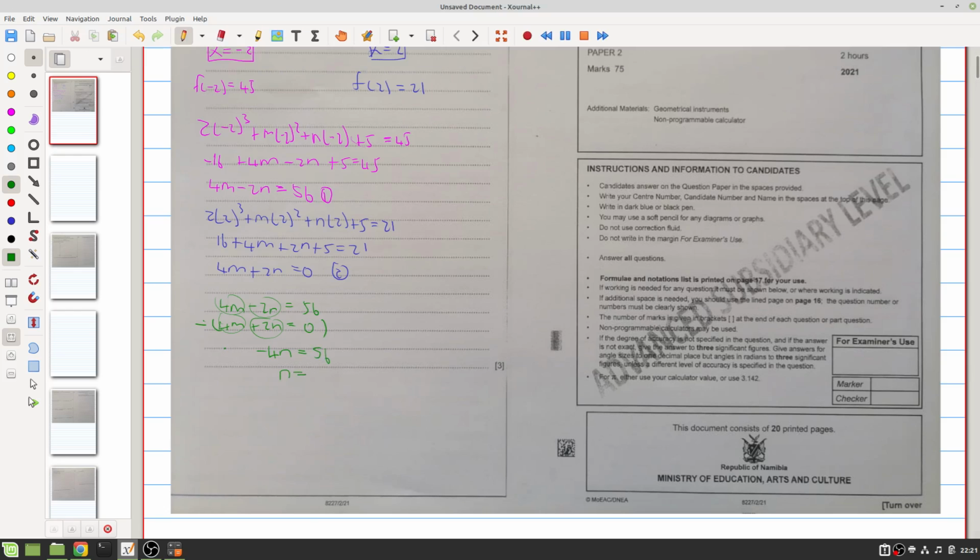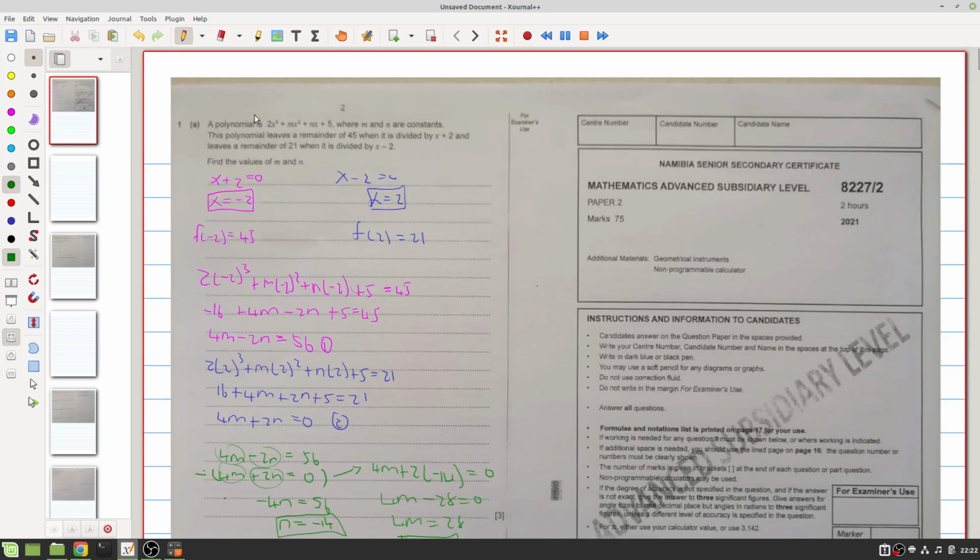So divide both sides by -4. 56 divided by -4 is -14. So that is the value of n. And then we take any of these equations. So let's take this one and substitute back in the n. You can take either one. So in this one, we've got 4m plus 2n, and n is -14, equals 0. So that gives 4m, and then 2 times -14 is -28, equals 0. So 4m equals positive 28, and divide both sides by 4, we get m equals 7. So there is our solution.